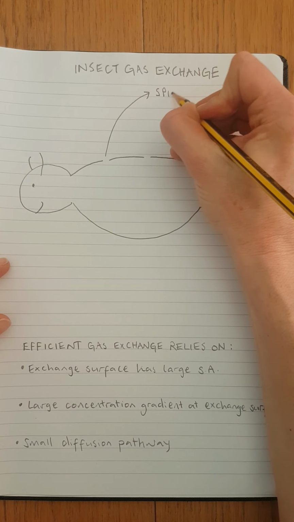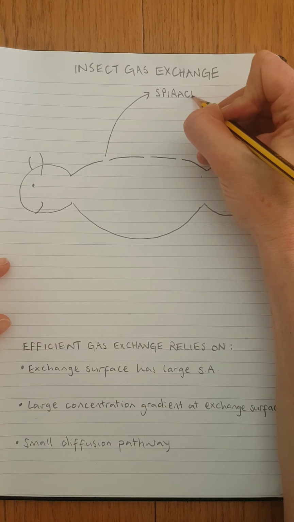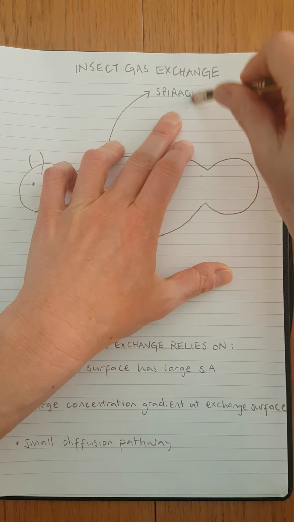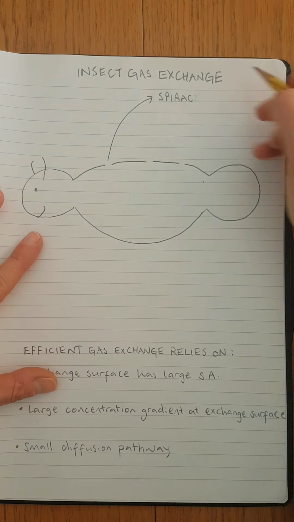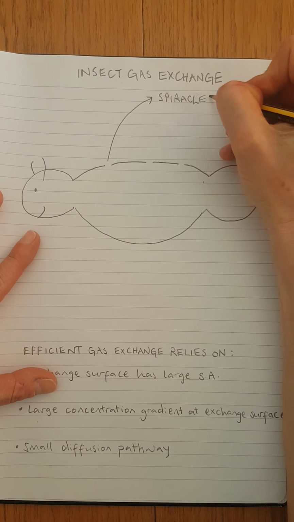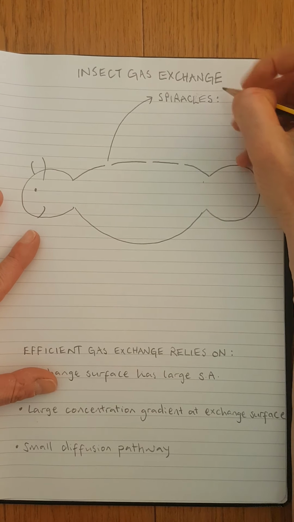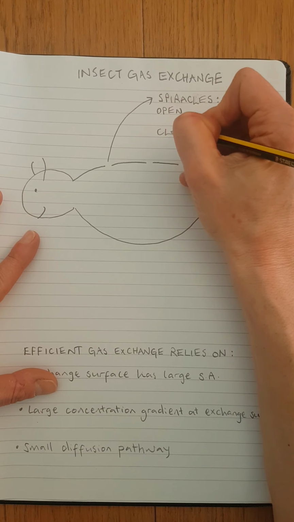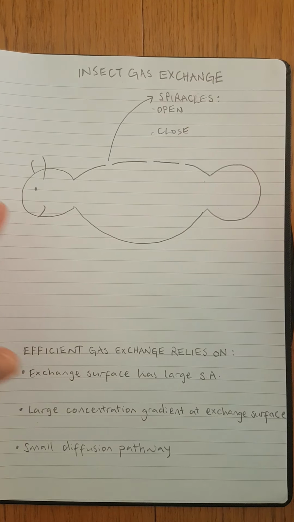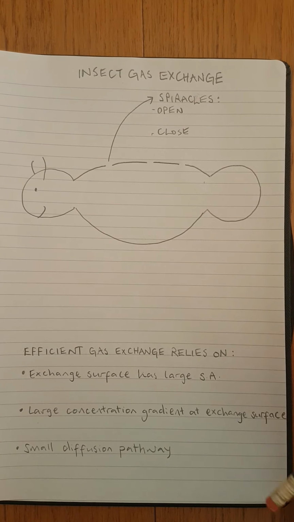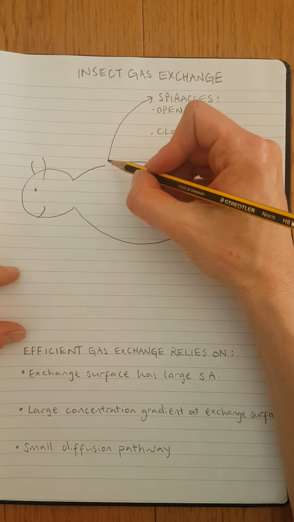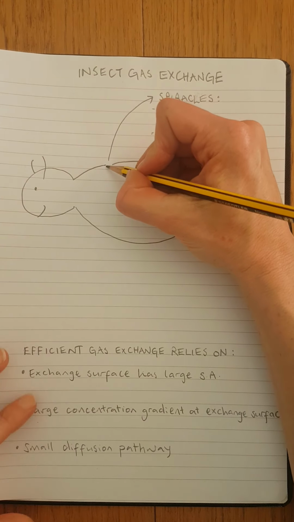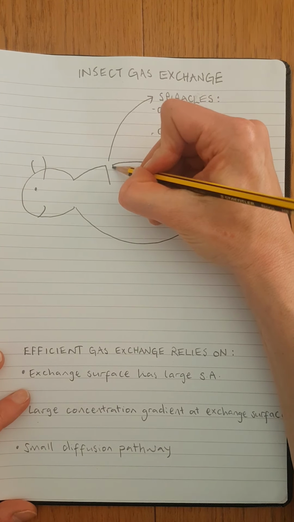spiracles. And for your exam, you will need to know what the spiracles are for, and the fact that they open and they also close. They have the ability to open and close at different times of the day, and we'll talk about that in a second.